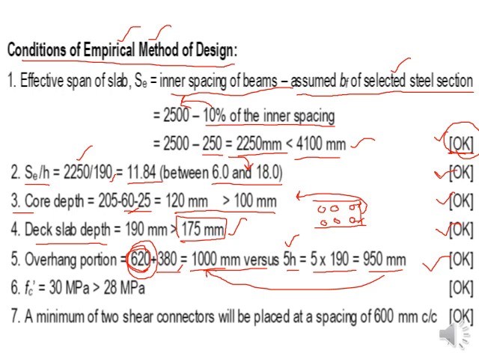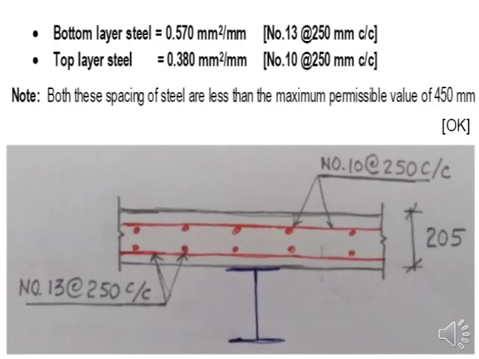Then you have FC prime, 30 megapascal. Already we have the condition for the empirical method, 28 megapascal. So it is OK. A minimum of two shear connectors will be placed at a spacing of 600 millimeters center to center. That we will provide, so it will be OK. So once all of the conditions have been satisfied, then we can go towards these values.